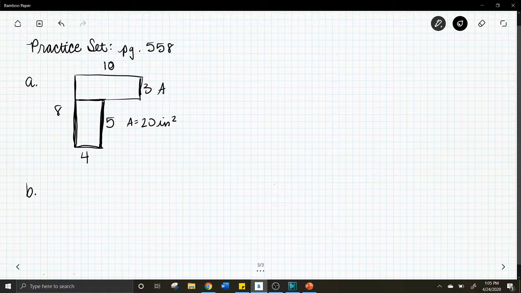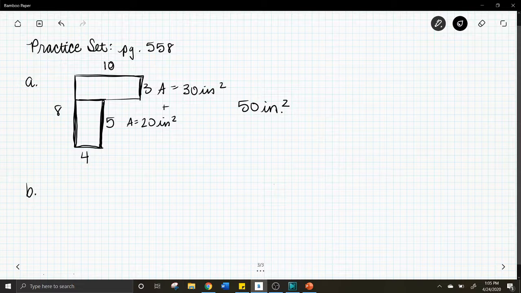The area of this upper rectangle, we have both of those lengths measured. So we have it 10 by 3. So the area is going to be 30 square inches. And remember, to find the overall area of the complex figure, we will add those two together. So we have 50 square inches.